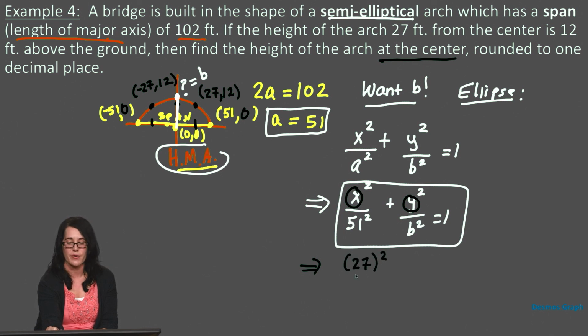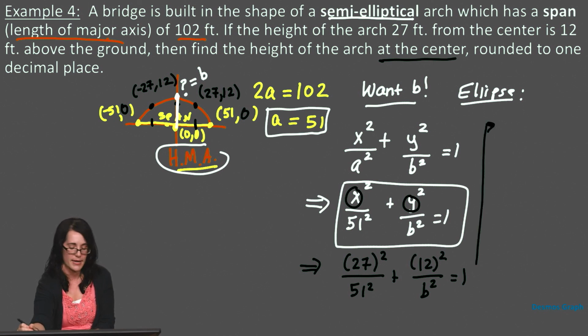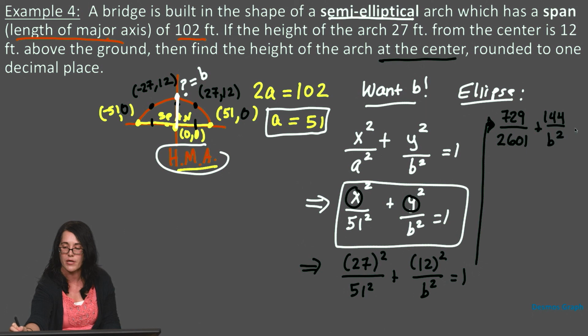So 27 squared over 51 squared, and then y was 12, so 12 squared over b squared. B is the unknown, we don't know. We would now need to solve using basic algebra. It doesn't feel very basic, but this is still basic algebra for b squared. And so when you square these numbers, let me look at my handy-dandy notebook here because I did this with my calculator earlier for you. We should be getting 729 for 27 squared. For 51 squared, we get 2,601. We know 12 squared is 144. And b squared is the unknown, equal to 1.